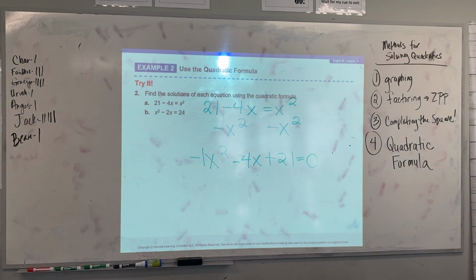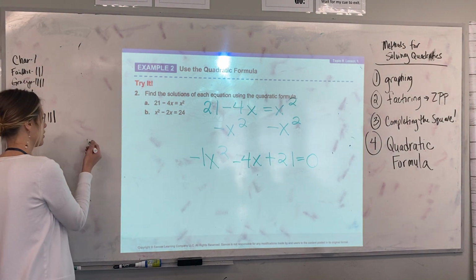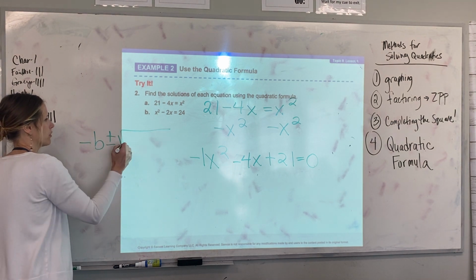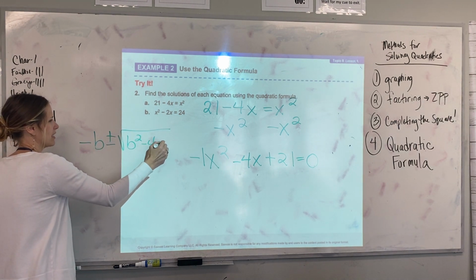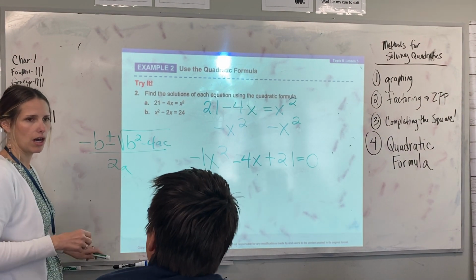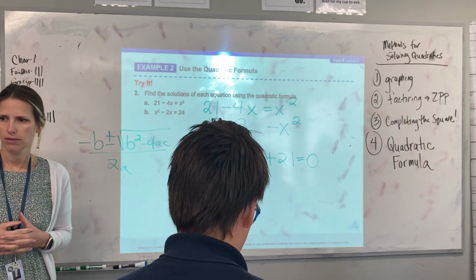What's the formula again? Didn't you write it down in your notes? If class is over, you guys can go, but it's negative b plus or minus the square root of b squared minus 4ac over 2a. The answers were 3 and negative 7.